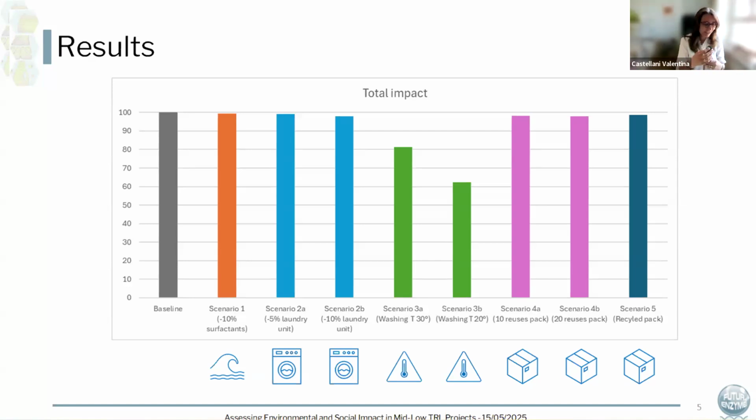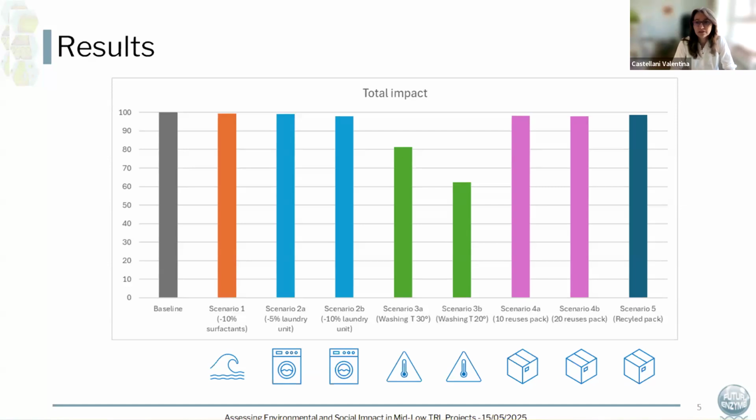Okay, let's try again. So these are the 5 scenarios with several options for scenario 2, 3, and 4 that we analyzed. Here again, you can see the total impact, so the aggregated impact across all the indicators considered in the study.